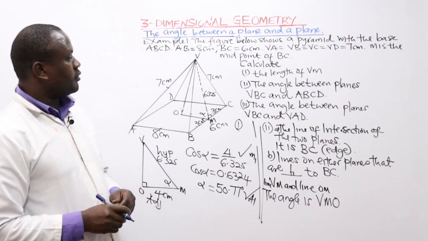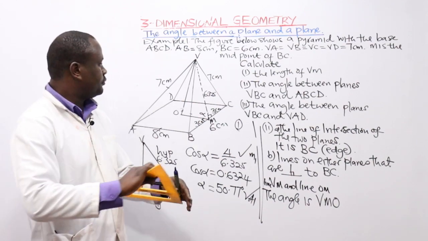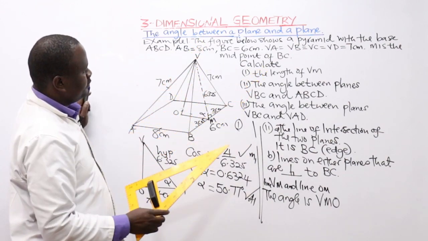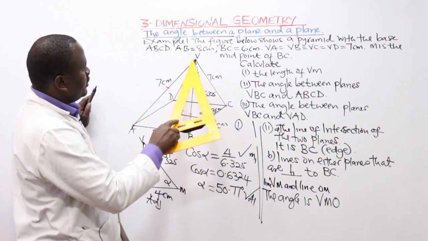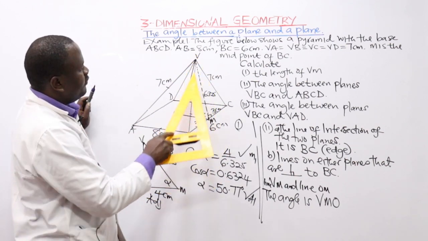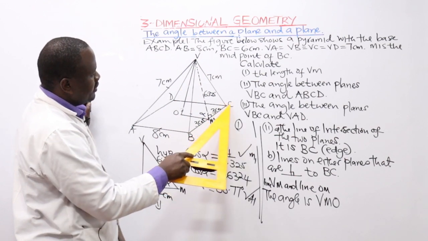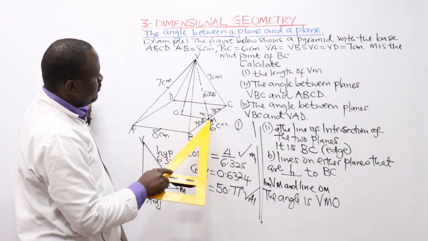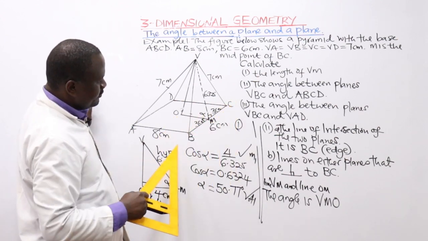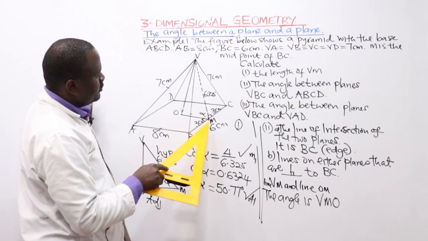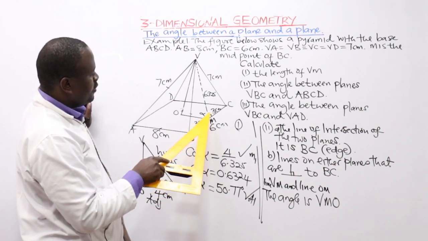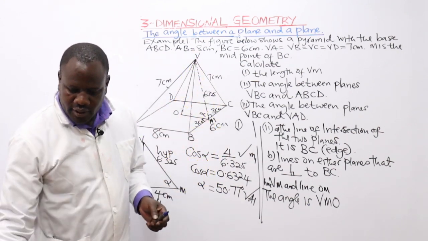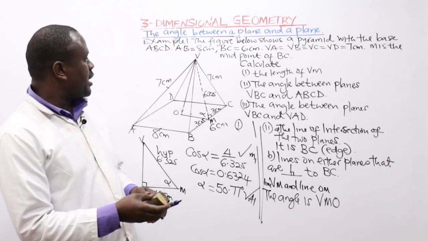So, this is how we found the angle. The angle between this plane VBC and the base is VMO, because VM intersects BC at 90 degrees. OM intersects BC at a right angle. So M is where the two lines intersect. So the angle is VMO. Therefore, that's how we calculate the angles.